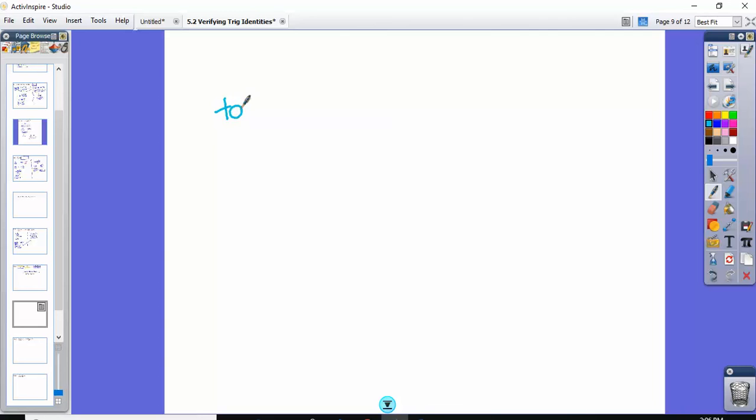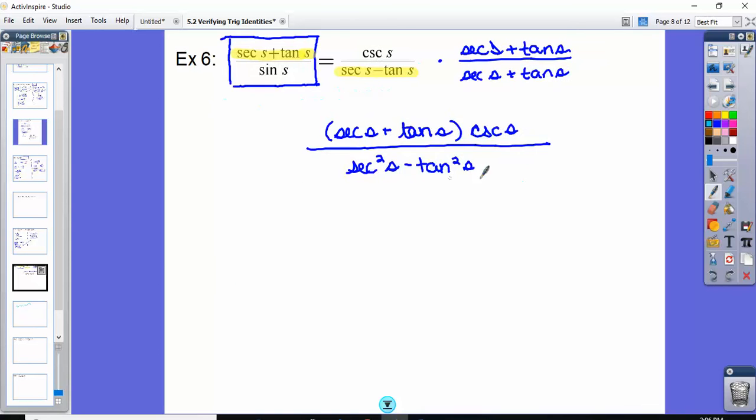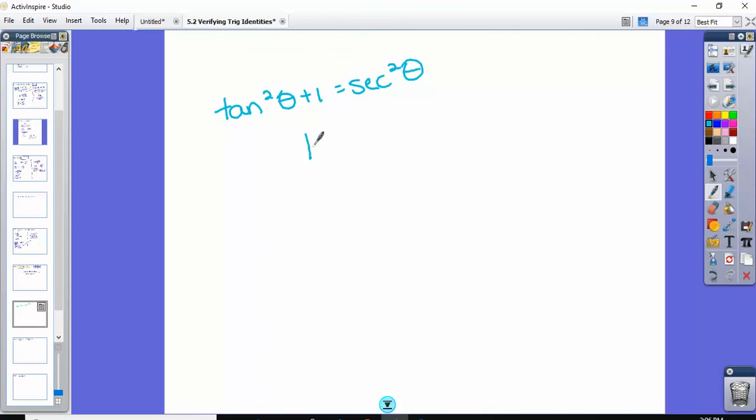Remember your identities? Tangent squared theta plus 1 equals secant squared theta. That's on the formula sheet that I'm giving you. We have secant squared minus tangent squared. Well, if you subtract tangent squared over, secant squared minus tangent squared is 1.